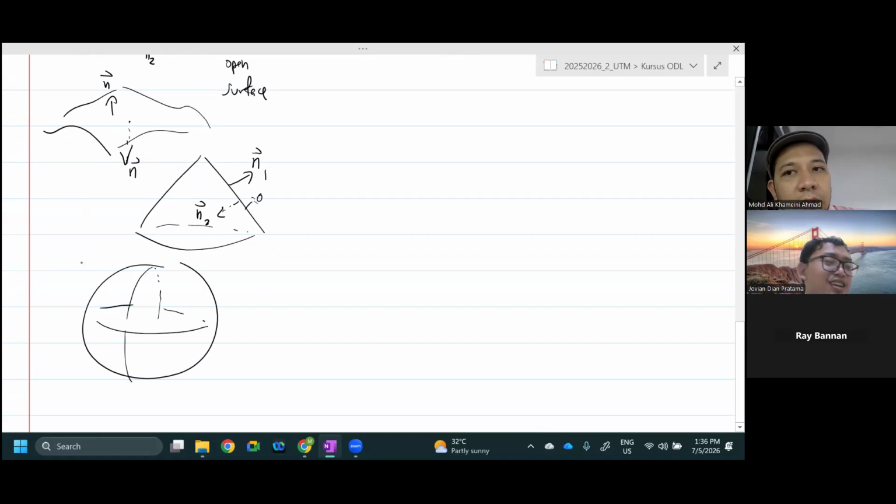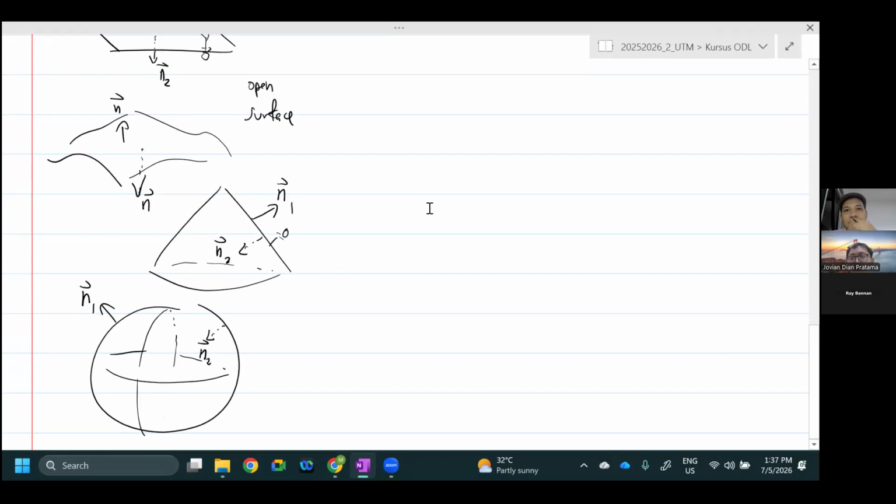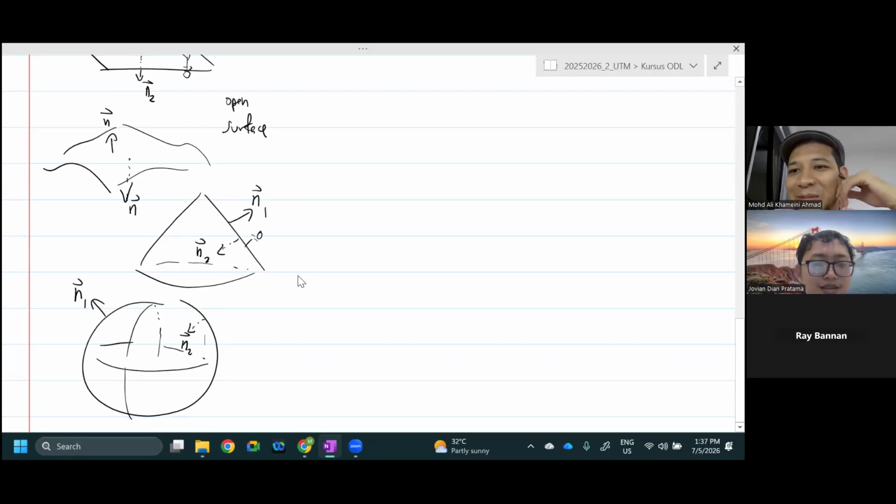So here you have also unit normal going outward here, or you can have unit normal going inward there. So you always have two directions. Okay, the surface has two directions. Okay, so far so good. Just to give you some meaning of surfaces here. Hopefully you can follow this one.